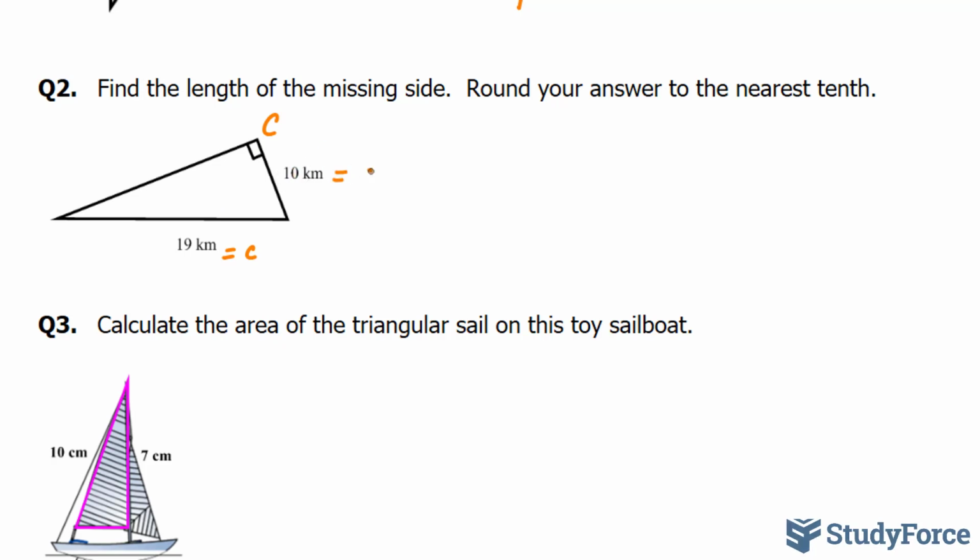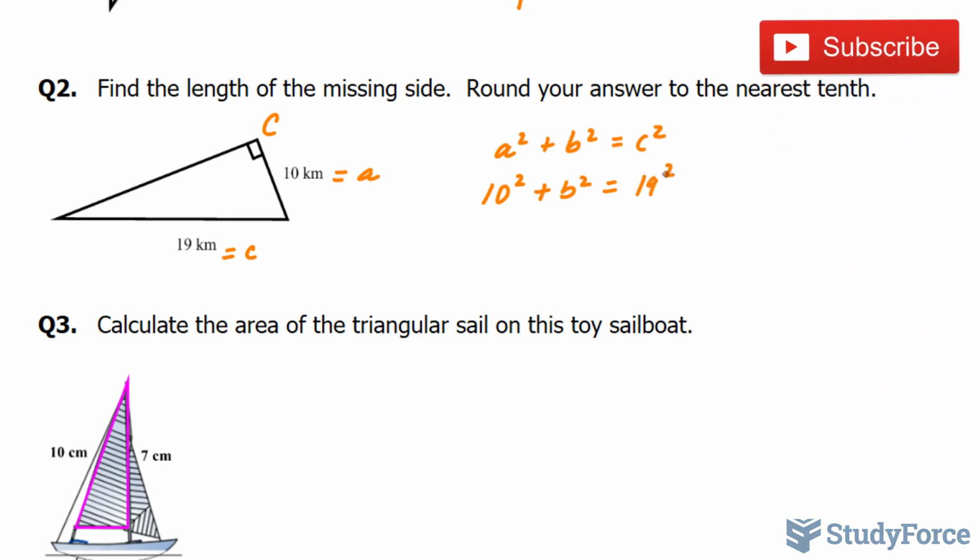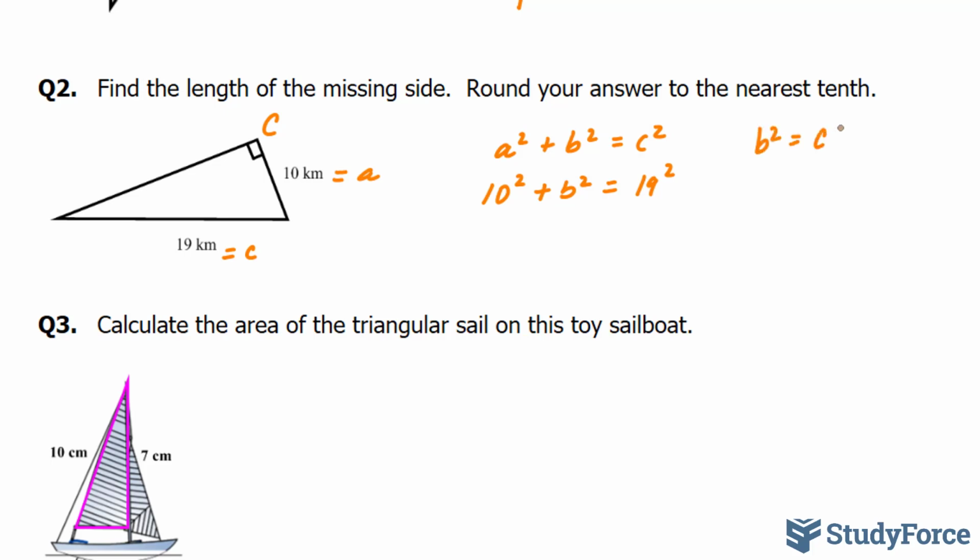Let's call it a. Using the formula, a squared plus b squared is equal to c squared. Let's substitute a into our formula. Plus b squared is equal to 19 squared. Now some students have a hard time isolating for b, have a hard time solving for it. And many will simply memorize b squared is equal to c squared minus a squared.